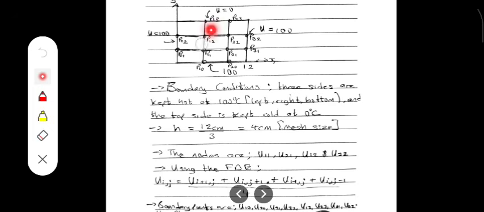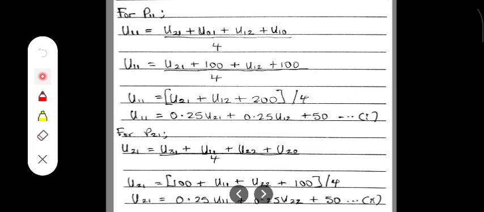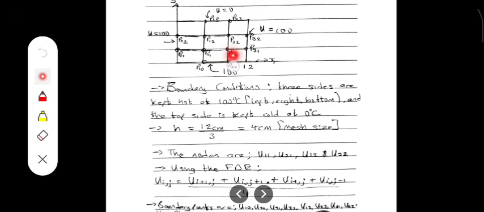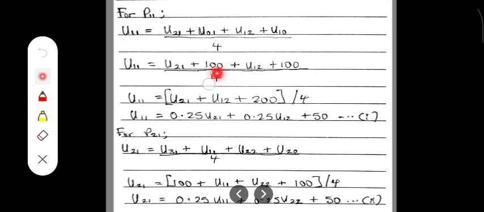So using the mesh diagram, U21 is this. It is unknown. It is also a node point. U01 is at the boundary, so that is 100. It is given as 100. U10 is also at the boundary. It's given as 100. So only U12 and U21 are unknown because those are also node points. So we have U21 plus 100 plus U12 plus 100 divided by 4.